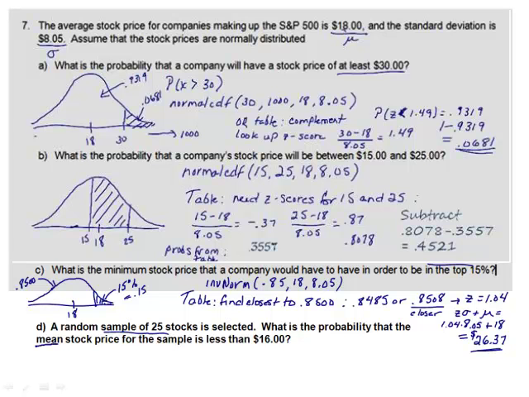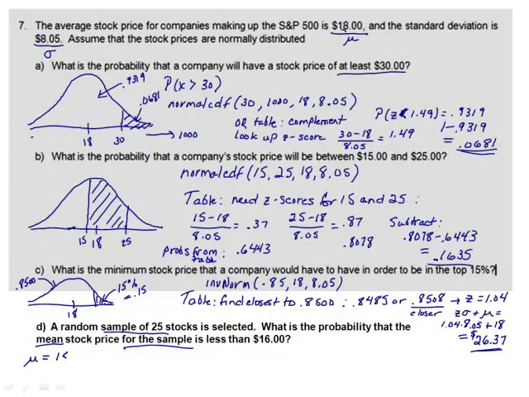Next problem. In this one we have a random sample of 25 stocks, and we want to know the probability that the mean stock price for the sample is less than $16. The key words in this are that we have a sample of 25 stocks. We aren't just selecting one stock at random, and we're trying to find a probability that has to do with the mean stock price. So we're looking for a probability that has to do with a sample mean.